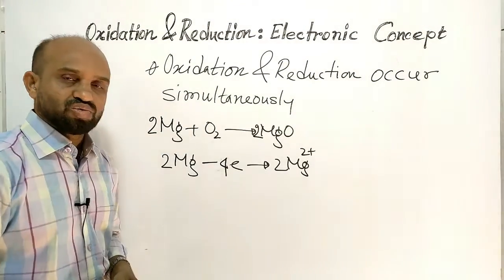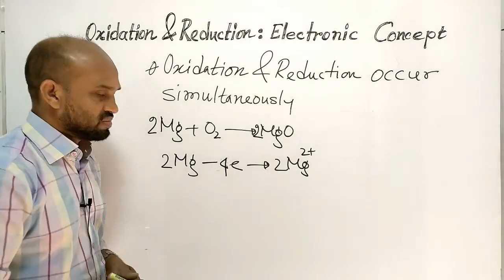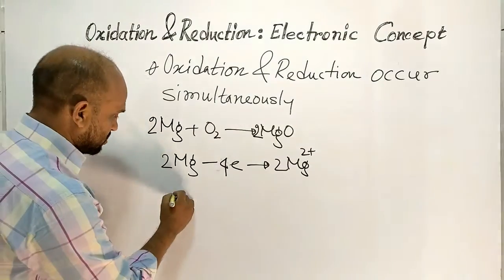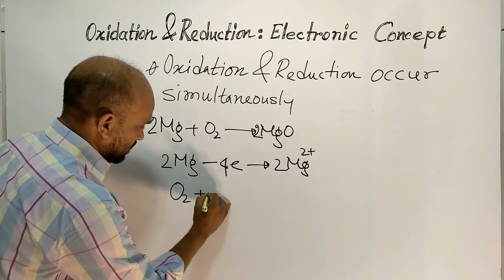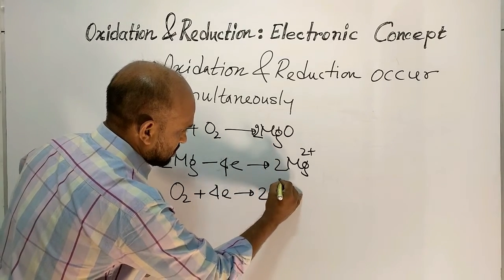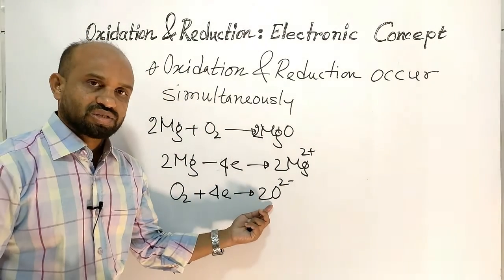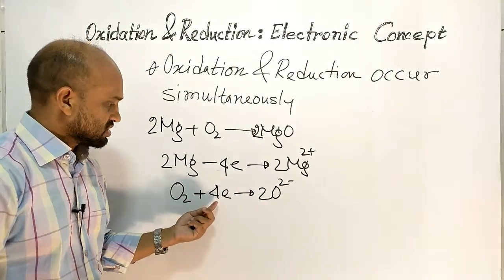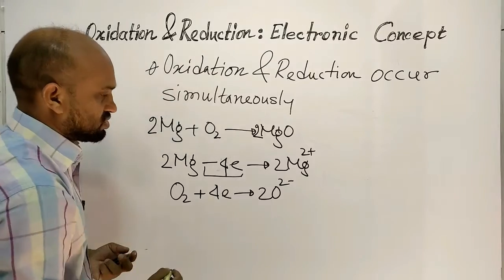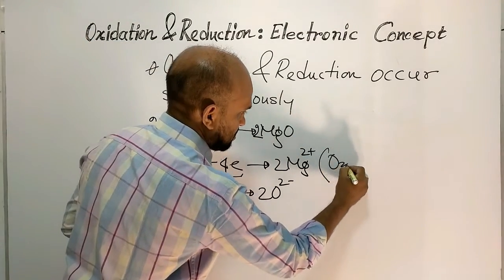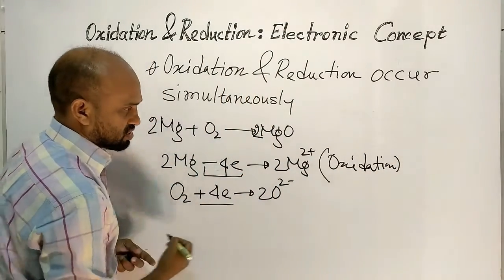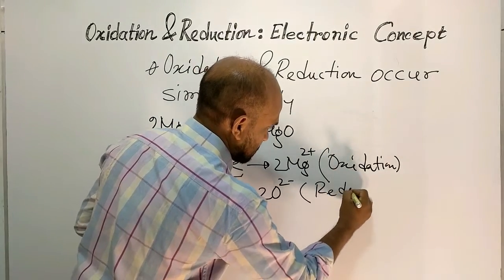The 4 electrons which are produced from magnesium will be accepted by 2 oxygen atoms. Here 2 oxygen atoms will accept these 4 electrons and 2 oxide ions, O 2 minus, will be formed, accepting 4 electrons. Here removal of electrons is known as oxidation, and here addition of electrons is known as reduction.